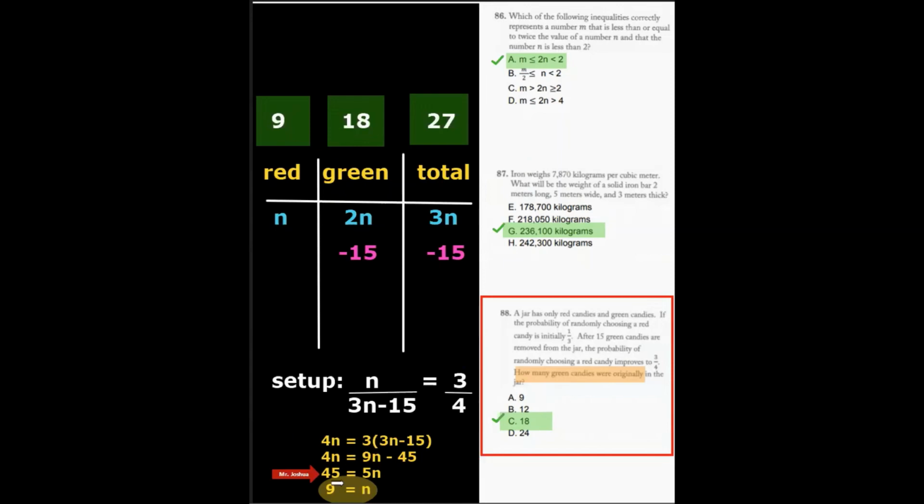So we have to be very careful because the question says not how many n candies or red candies. A is a trick answer. They wanted to know the number of green candies. So make sure that you double 9, and the correct answer is C. 18 green candies were originally in the jar before the 15 were removed.